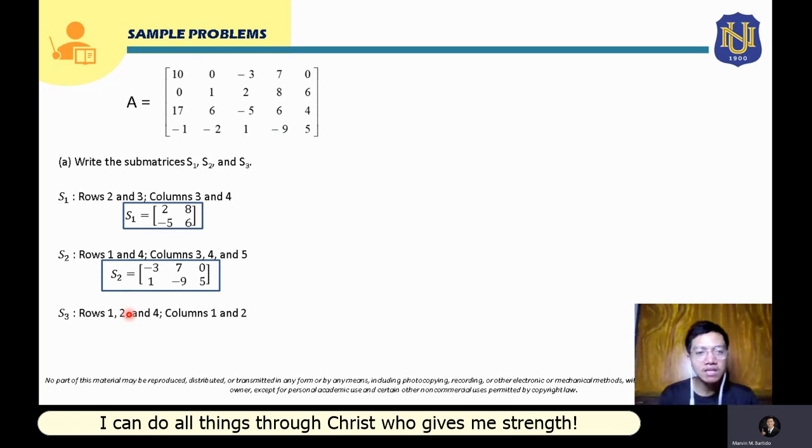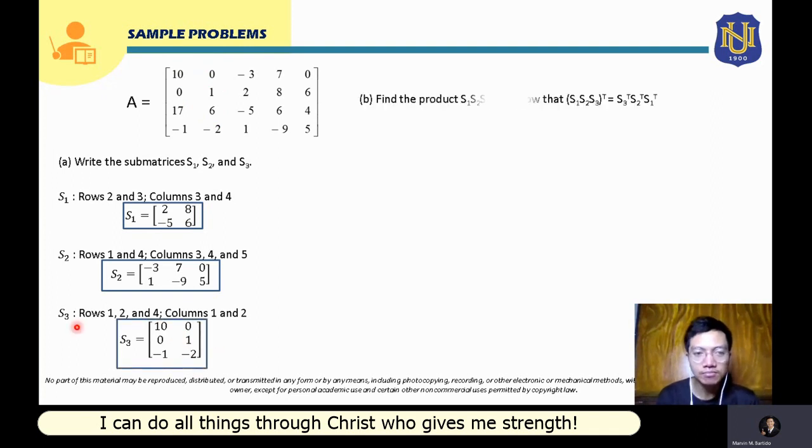Now for submatrix 3, this is rows 1, 2, and 4 and columns 1 and 2. So rows 1, 2, and 4, and then column 1. That will be 10, 0, and negative 1. And then column 2, 0, 1, and negative 2. So this will be the submatrix 3.